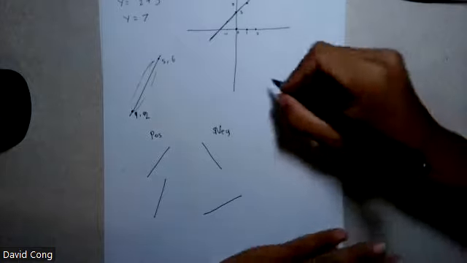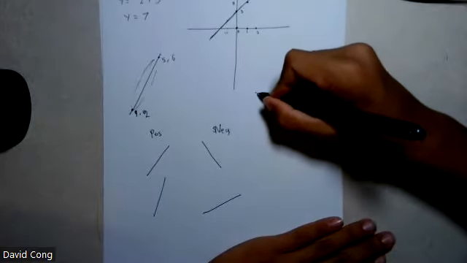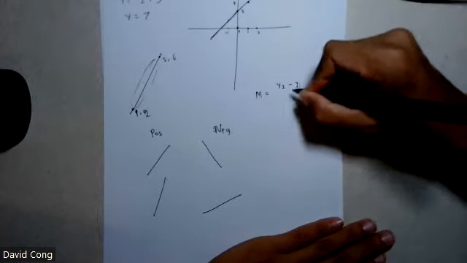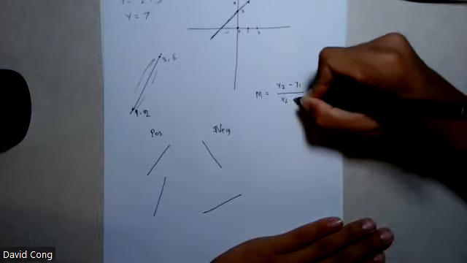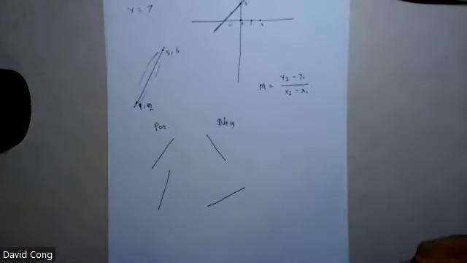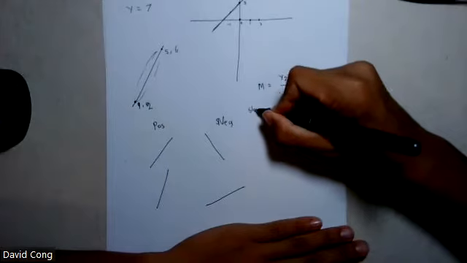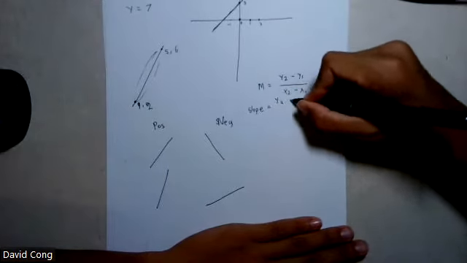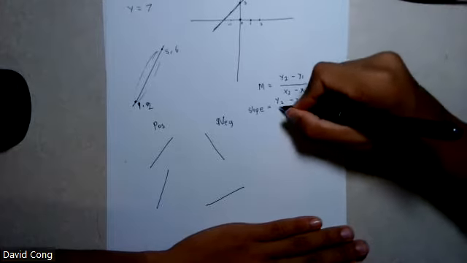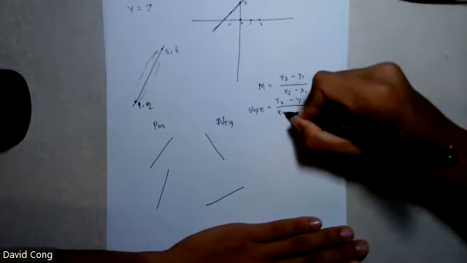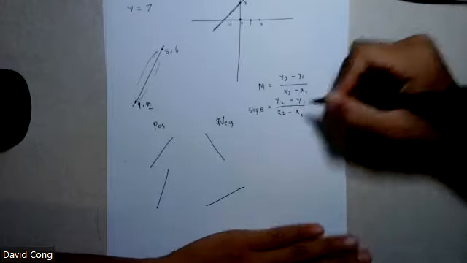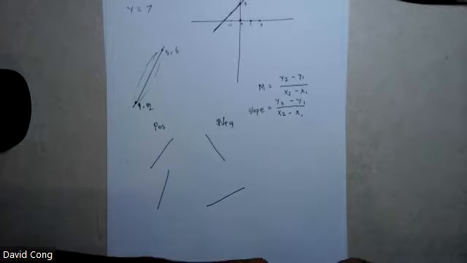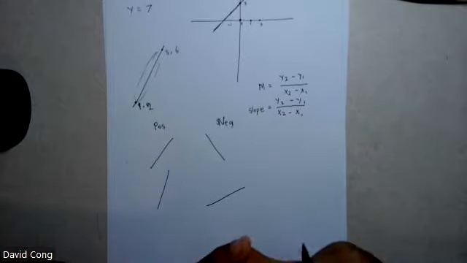So to find slope, the real equation is m equals y2 minus y1 over x2 minus x1. This is really just a very fancy way of saying slope is equal to the y coordinate of the second point minus the y coordinate of the first point divided by the x coordinate of the second point minus the x coordinate of the first point. And it doesn't even matter which point we choose as our first or second point.